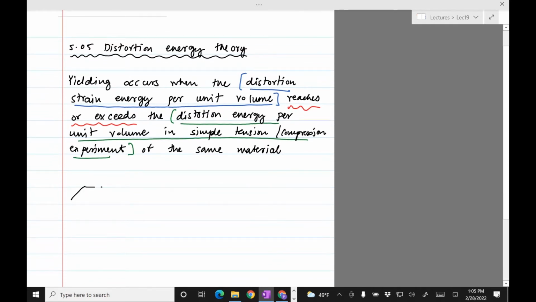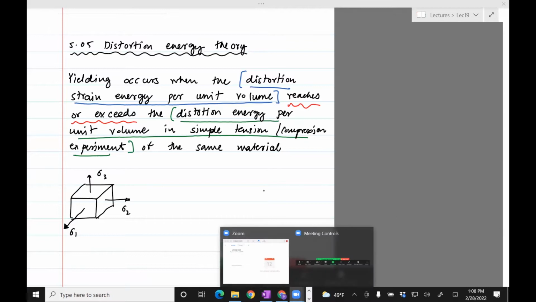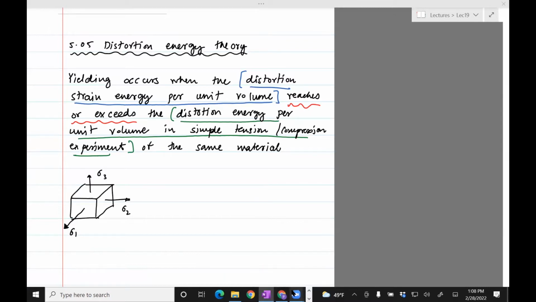Okay, so let's consider a cuboid. It's subject to stress on all 6 sides: sigma x, sigma y, tau xy, tau xz, tau yz. Once you have these 6 stresses, 3 normal and 3 shear stresses, you can compute the principal stresses.